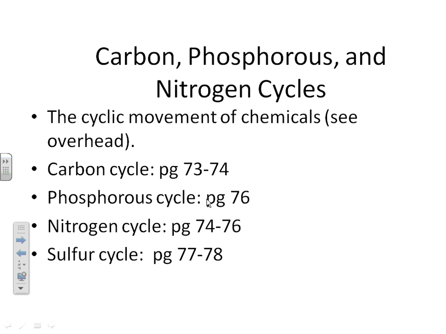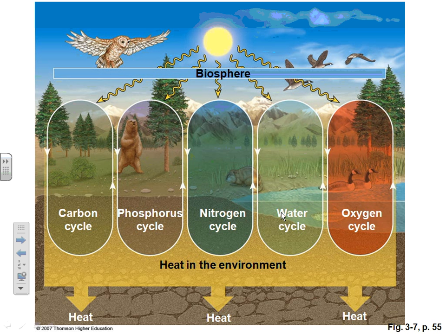If you want to look them up in your book, you can find all four of these cycles on these page numbers. And what we're going to be studying is the way that these chemicals move through the environment, through organisms, and back all the way around. So this just kind of represents how they're all happening, and they're all happening between the environment and between organisms.